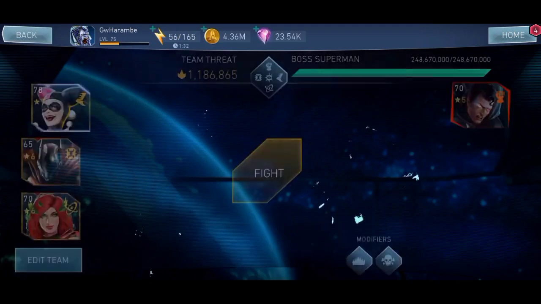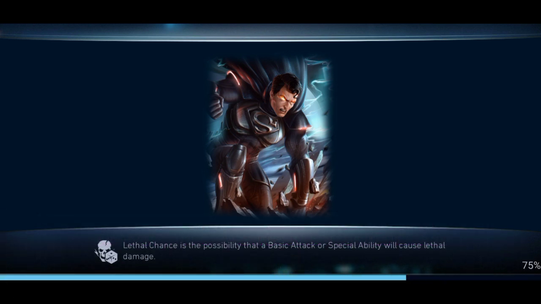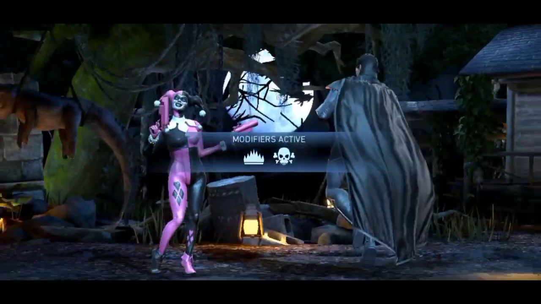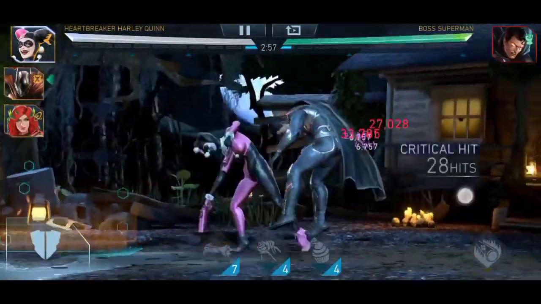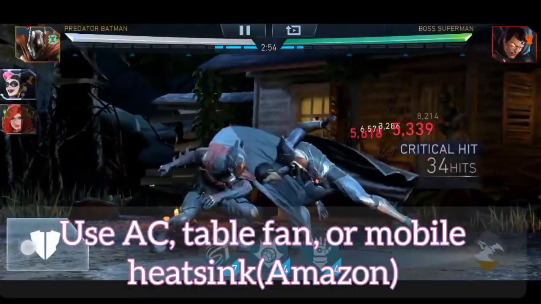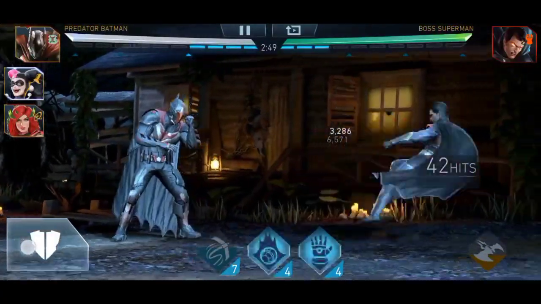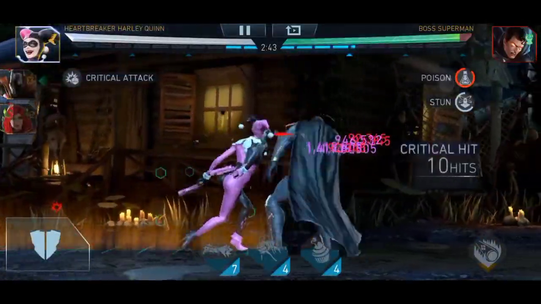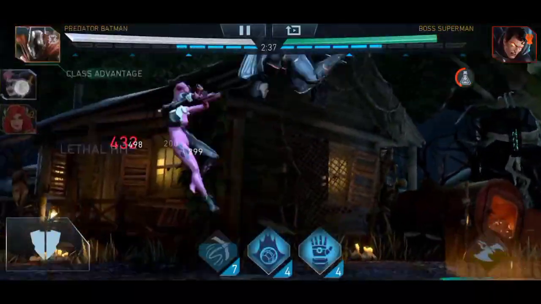So the second one is heat. If you are playing this game, especially if you are from Nigeria or India or any country that has a very hot climate, then you should try and play the game in air-conditioned conditions, or play with maybe a table fan or something close to your phone, or use a game cooler. There are some game coolers that you can find on Amazon that you can connect to your phone and it will help to cool your device. Because when your device heats up, it doesn't really matter what kind of processor you have. You're not going to have the best experience on Injustice 2 Mobile. So you have to make sure you're in a cool environment and your gameplay will go as well as possible.